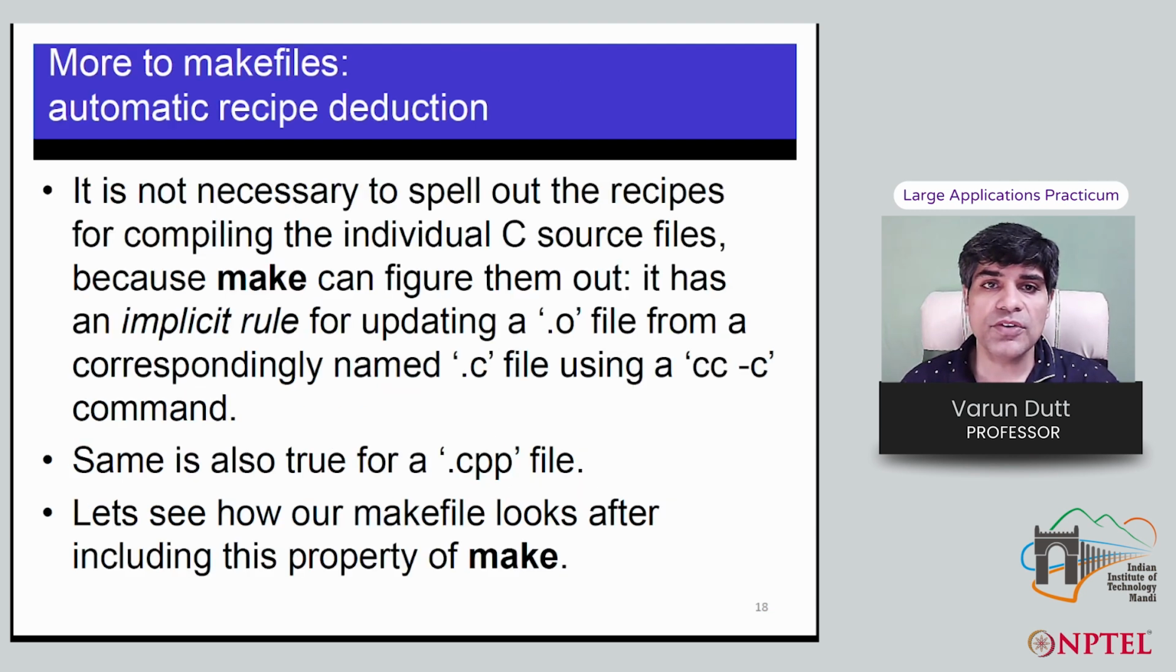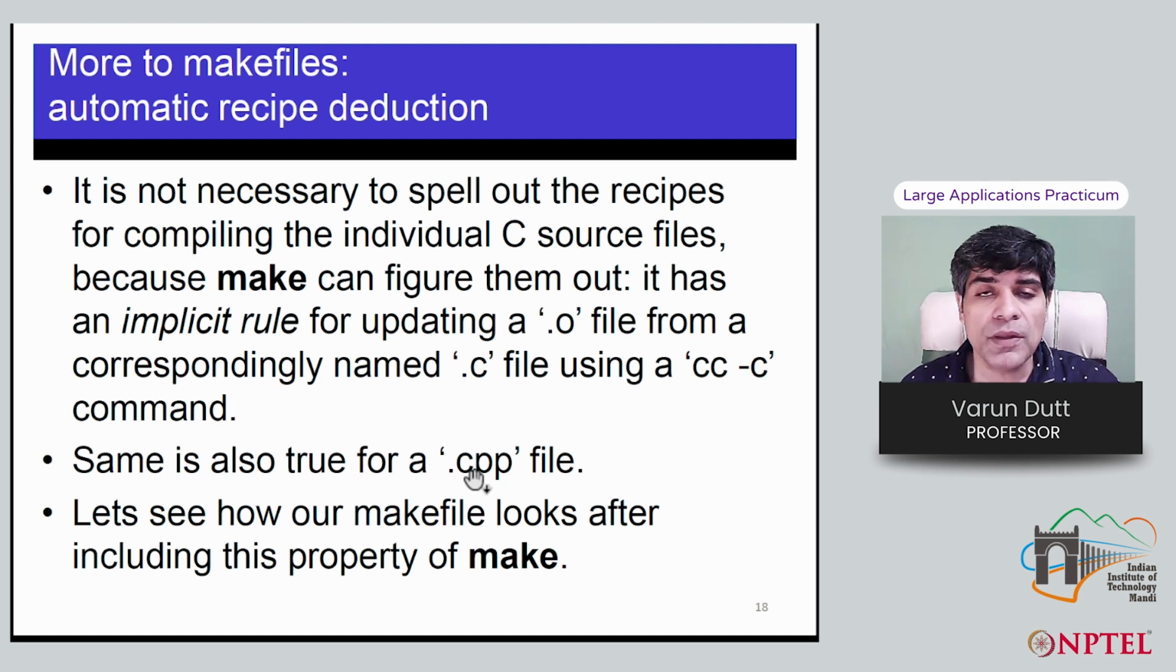There is another interesting thing, which is that make has become more intelligent, and it can also do something called automatic recipe deduction. In certain cases, we do not need to write recipe statements, and make is intelligent enough to understand how to go from prerequisites to the target without the recipe statement. For example, it is not necessary to spell out all the recipe statements for compiling C source files, because make can figure them out. It has an implicit rule for updating a .o file from a corresponding .c file using a cc command. The same is also true for a CPP file.